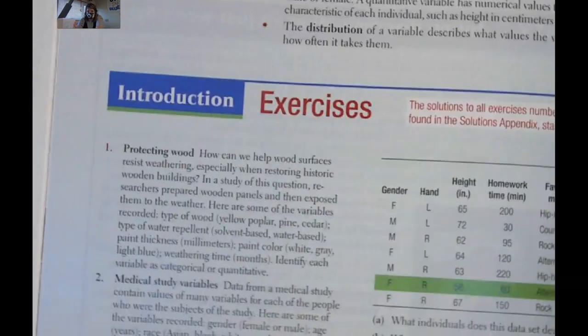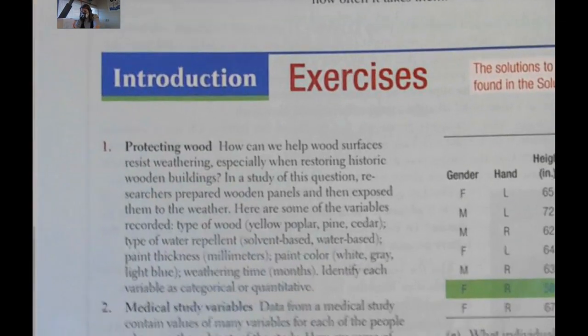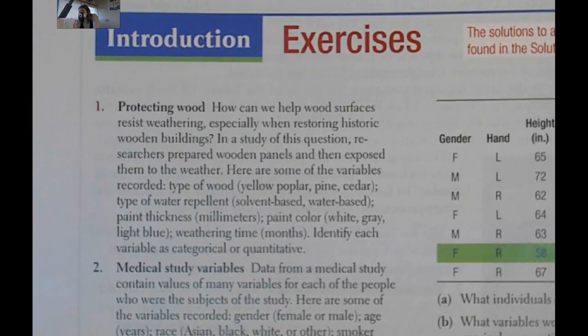You got about 15. The categories again are cedar, pine, poplar, and yellow. Okay, show me. C, categorical.